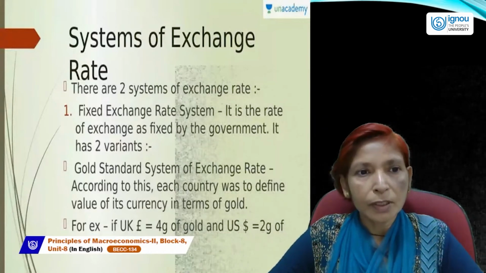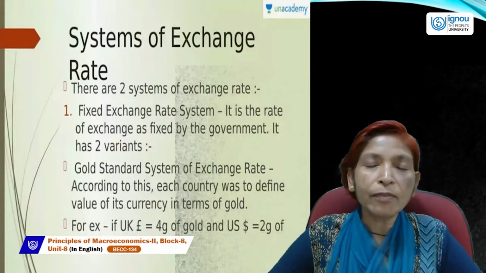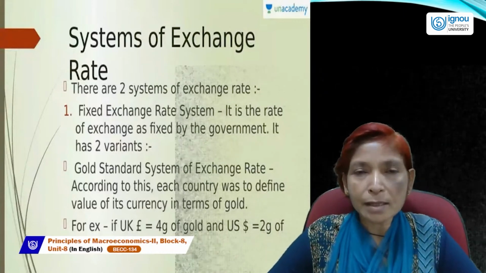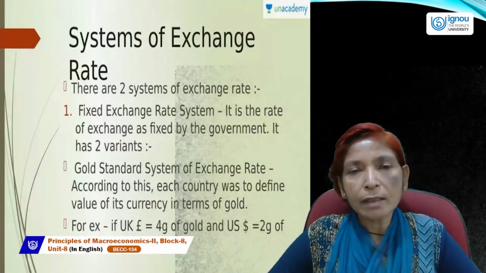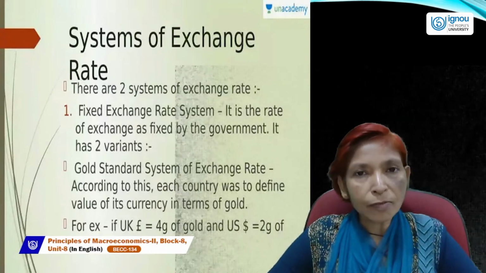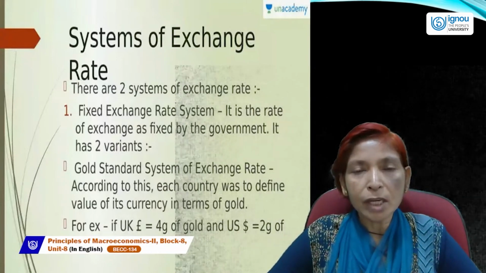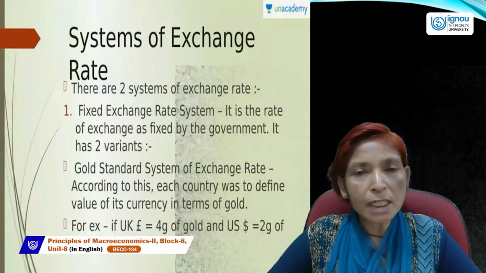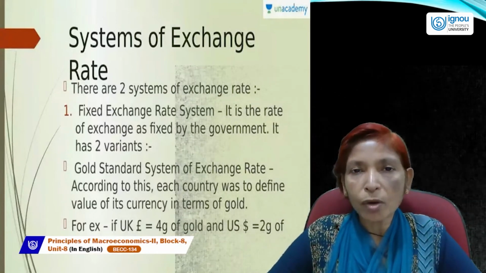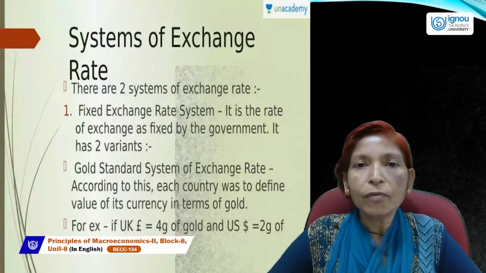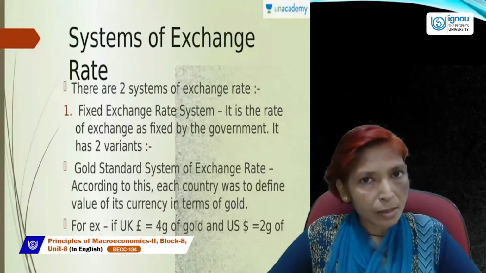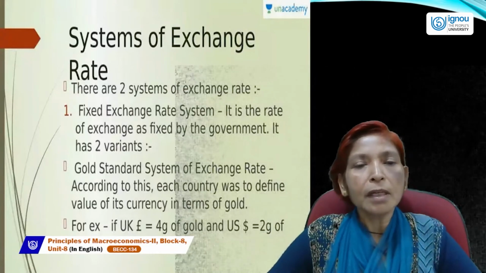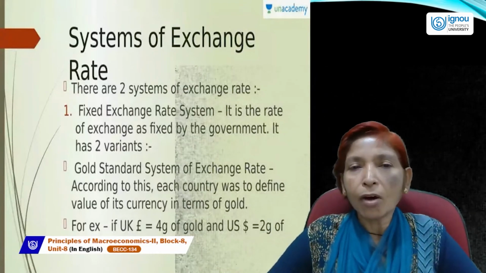So there are two types of exchange rate system. One is fixed exchange rate system, which is fixed by the government. Under this fixed exchange rate system, exchange rate remains always fixed. No change in exchange rate is possible during fixed exchange rate system. But another exchange rate system is flexible or floating.